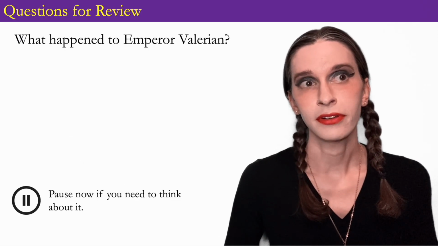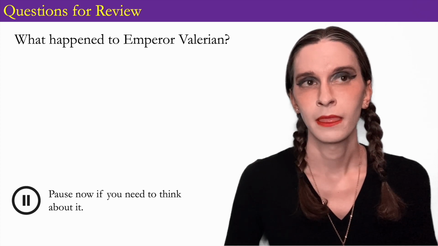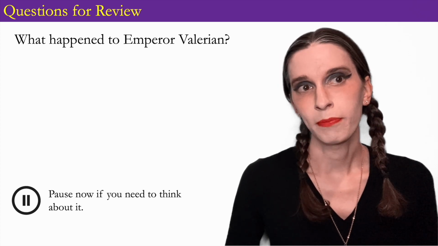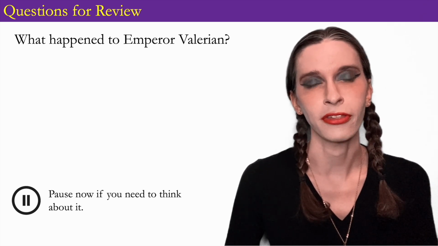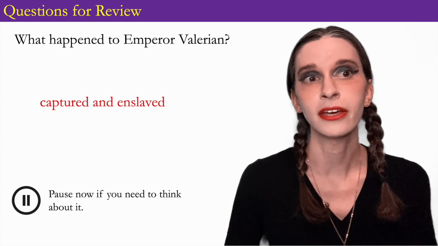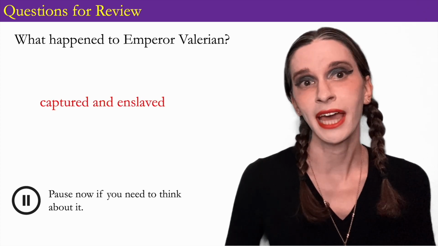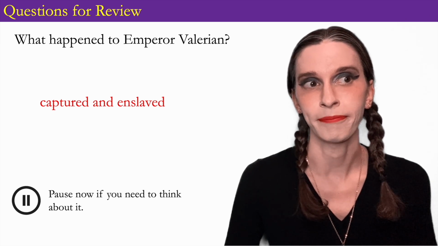First, what happened to Emperor Valerian? Pause now if you need to think about it. If you said he was murdered by his troops, good guess, because that happened to a lot of emperors in the 3rd century crisis. But incorrect. Valerian was captured alive by the Sasanian Persian prince Shapur and kept as a slave for the rest of his life. His son Gallienus took over for him.